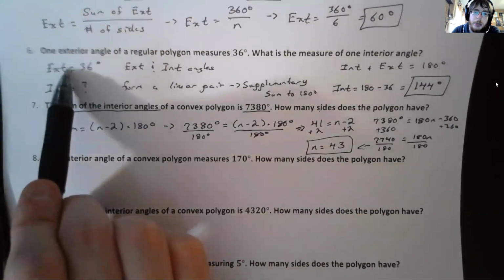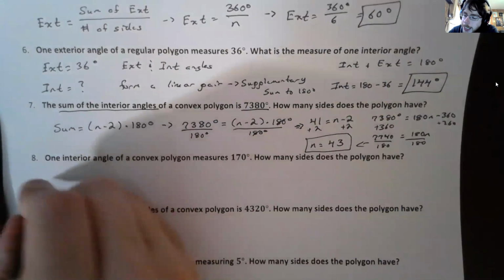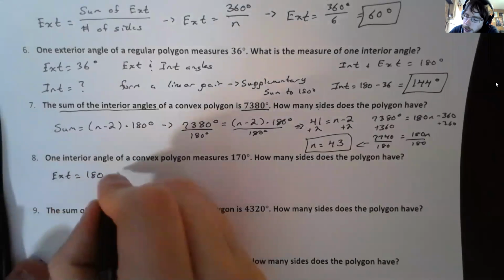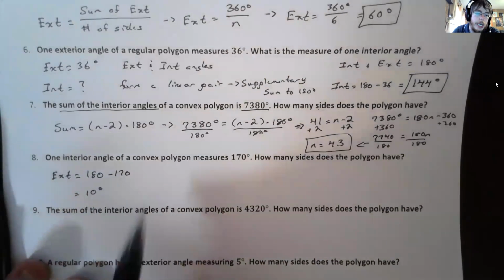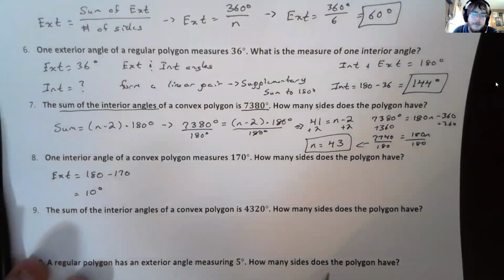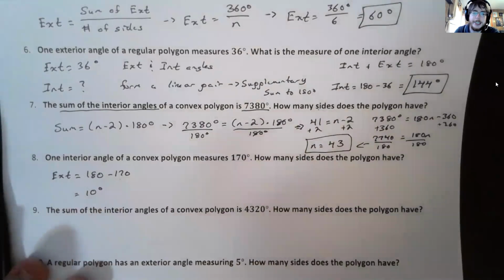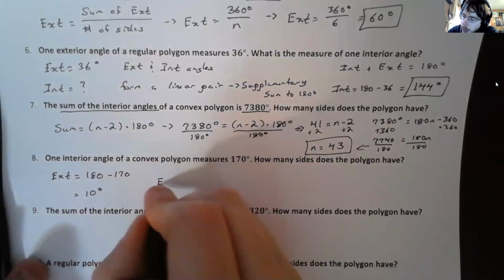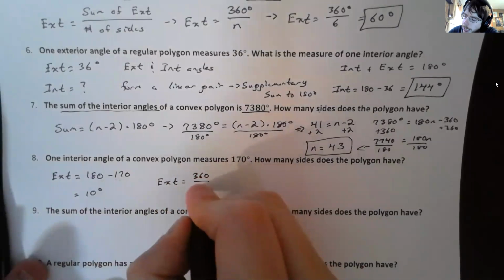So just like we talked about number 6, interior angles and exterior angles are supplementary, which means they add to 180. So to find the exterior angle, we take 180 and subtract our interior angle, which in this case is 170. So we take 180 minus 170 and we get 10 degrees. So how many sides does the polygon have? You may be asking, how does that help us? Well, the formula to find one exterior angle is given as exterior equals 360 divided by n.